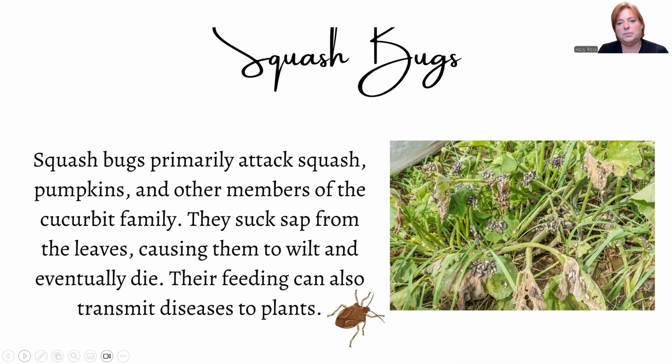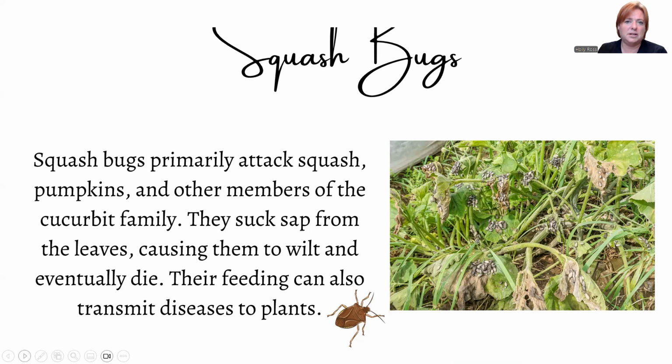Squash bugs primarily attack squash, pumpkins, and other members of the Cucurbitaceae family, but I've had them on any plant I have in the garden. If they can't get one thing that they want to eat, they'll eat the rest of them. And again, they suck the sap from the leaves, causing them to wilt. They also spread various diseases through the plants. And so they're just really a problem.